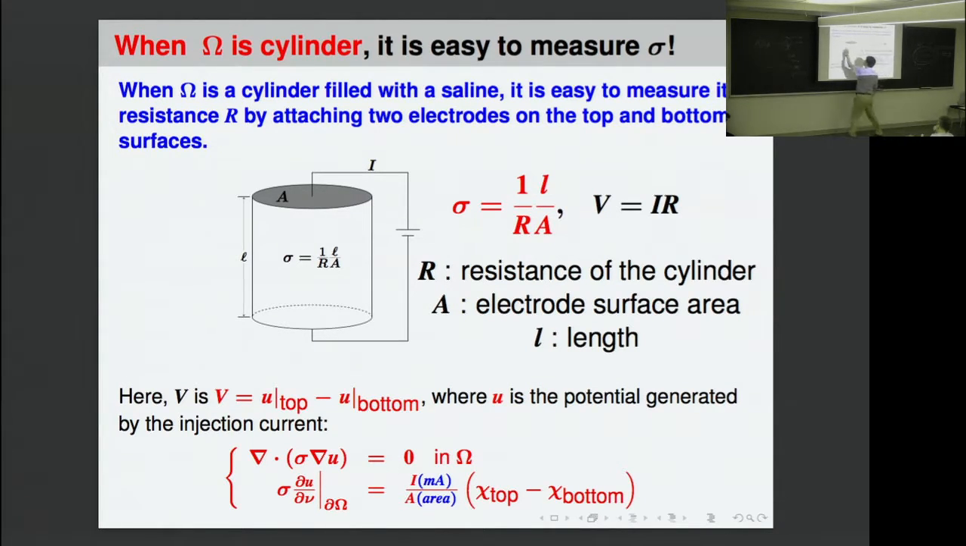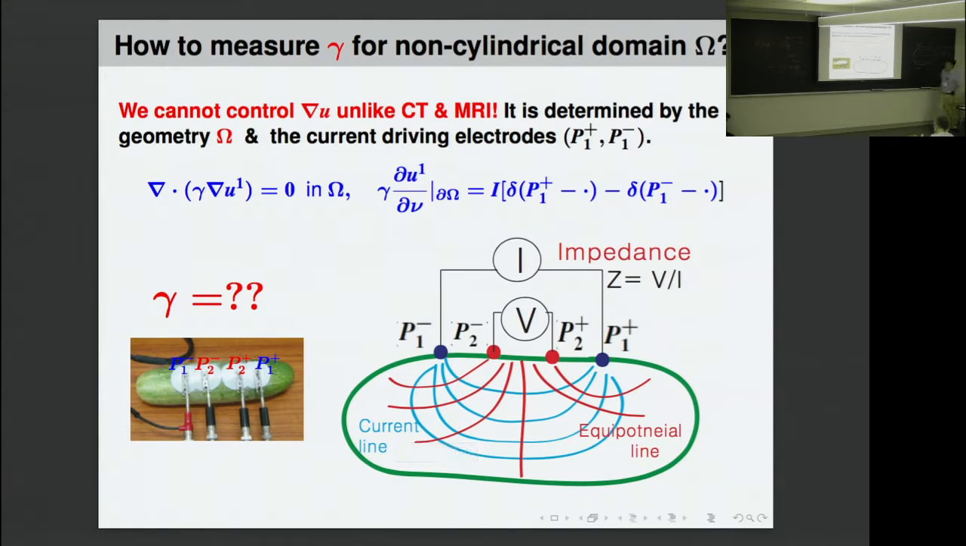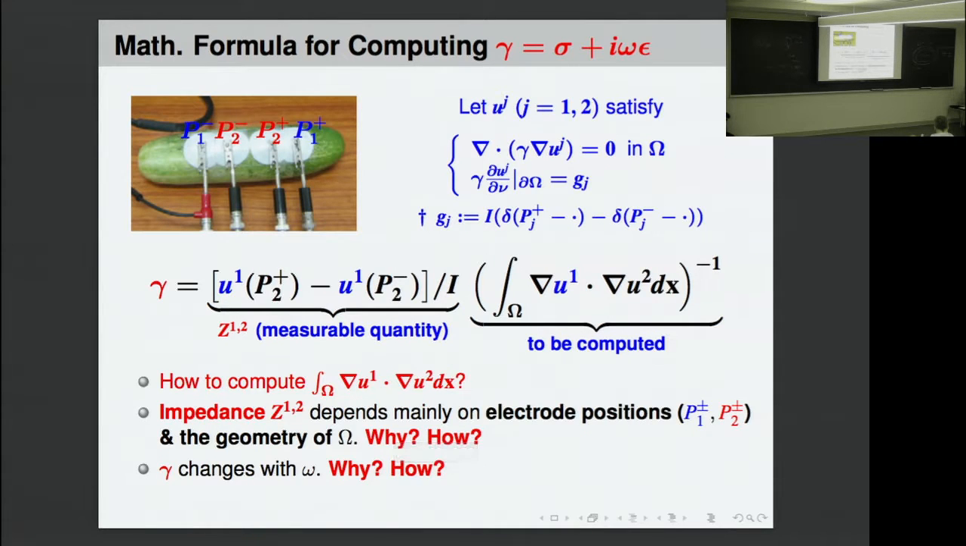In the cylindrical domain, you apply the current, then conductivity is something like surface area over length, you can get it. But a general domain is not simple. Even for the 4 electrodes like this, finding the conductivity depends mainly on the geometry. So in order for our theory to be applicable, you need to understand all of this. I quickly finish this one.